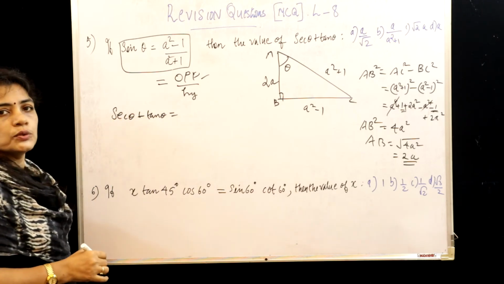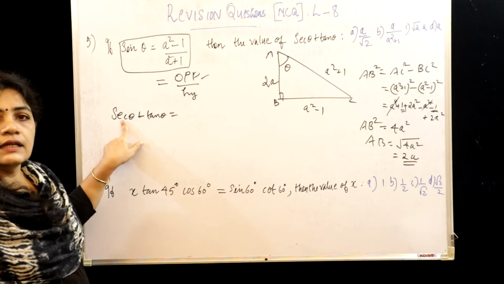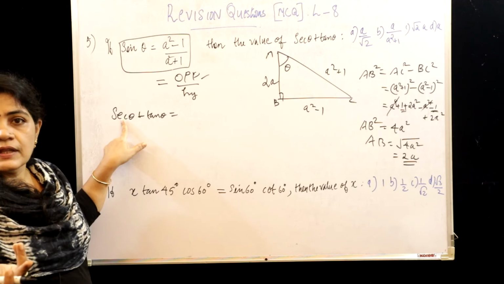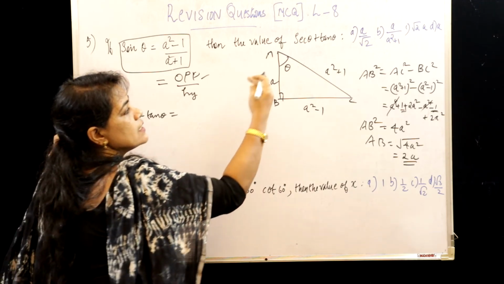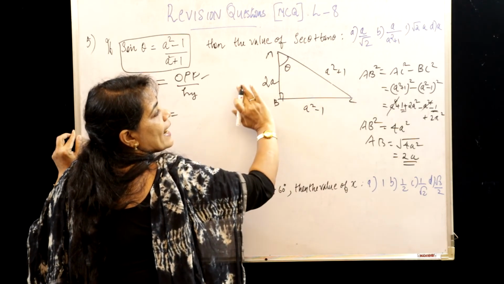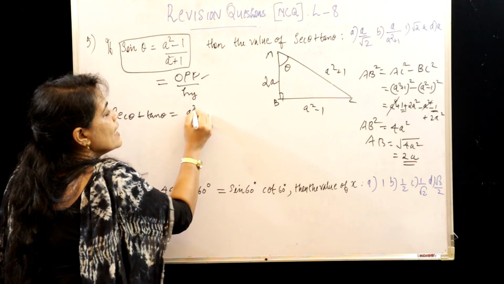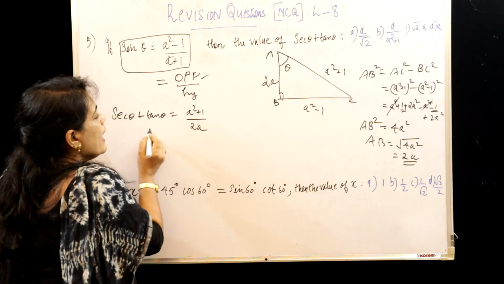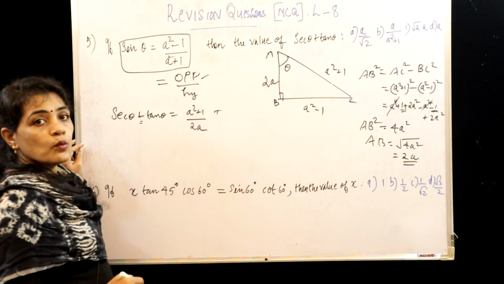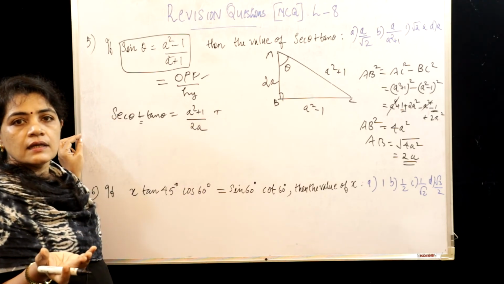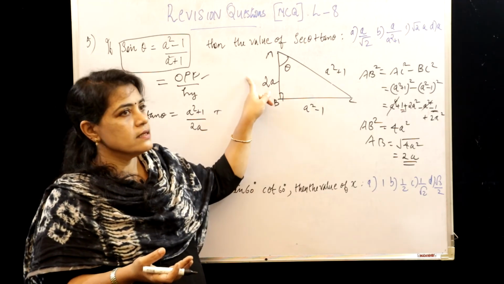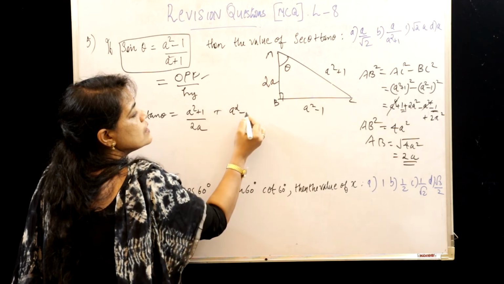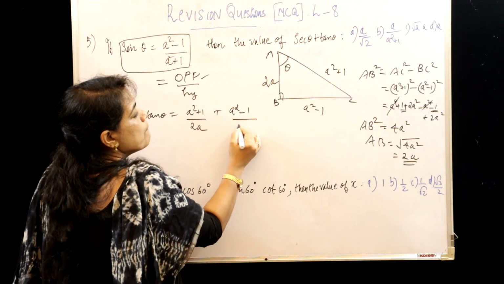This is equal to, sec theta is the reciprocal of cos theta, that is hypotenuse by adjacent side. So that is a square plus 1 by 2a. And here plus tan theta. What is tan theta? Tan theta is opposite side by adjacent side. What is the opposite side? a square minus 1, with respect to this reference angle, by 2a.